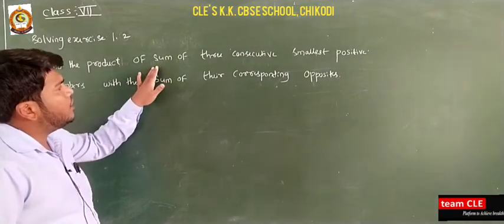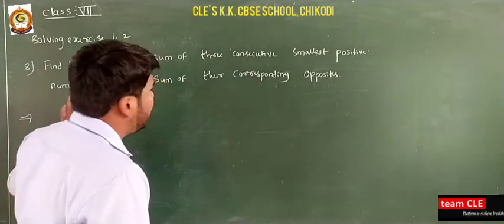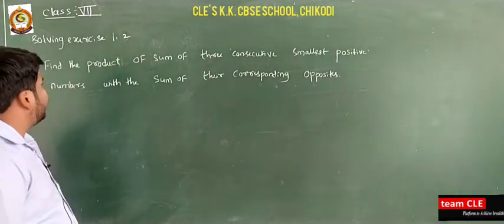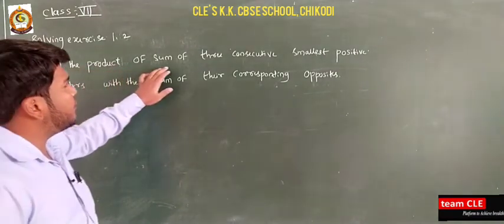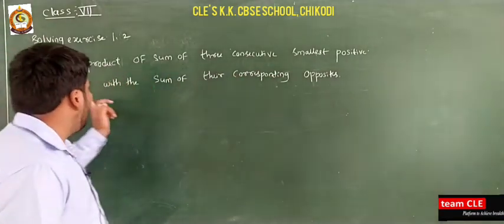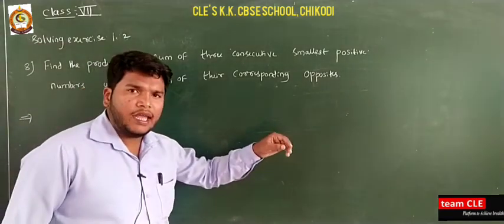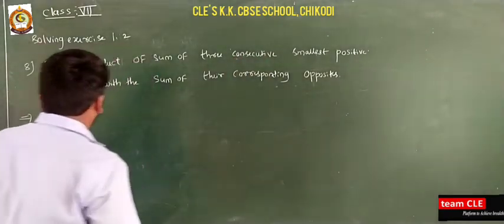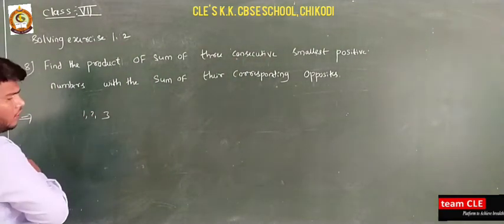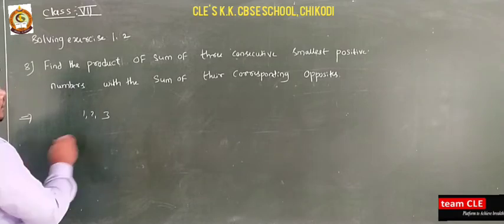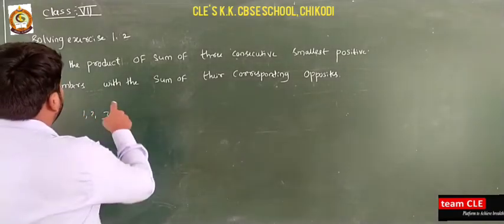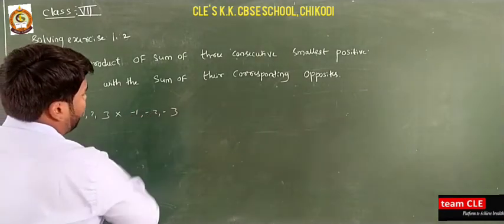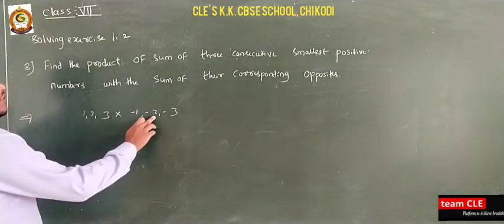Find the product of the sum of 3 consecutive smallest positive numbers with the sum of the 3 corresponding opposites. We know that consecutive numbers means 1, 2, 3. So these are consecutive numbers, and the sum of the corresponding opposites means -1, -2, -3.